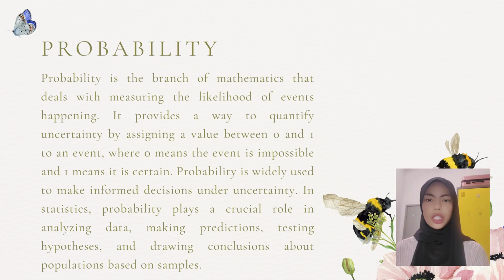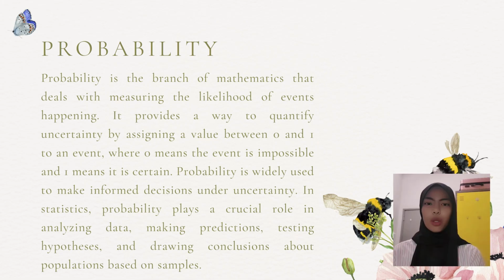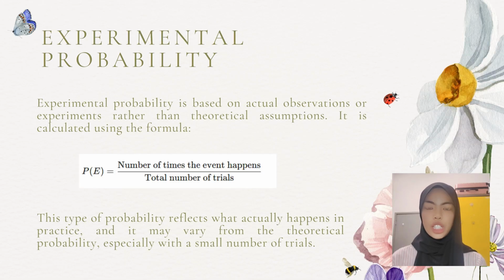Probability is the branch of mathematics that deals with measuring the likelihood of an event happening. It provides a way to quantify uncertainty by assigning a value between 0 and 1 to an event, where 0 means the event is impossible and 1 means it is certain. Probability is widely used to make informed decisions under uncertainty. In statistics, probability plays a crucial role in analyzing data, making predictions, testing hypotheses, and drawing conclusions about a population based on samples. We go to the next part, which is experimental probability.